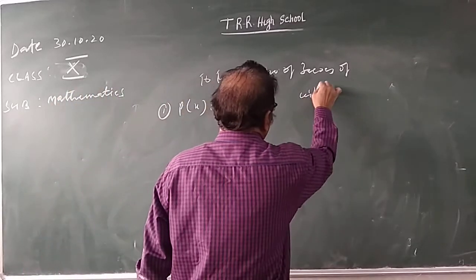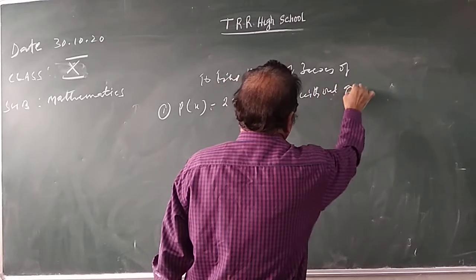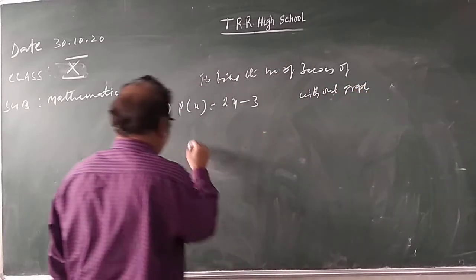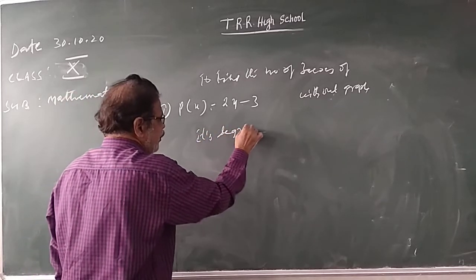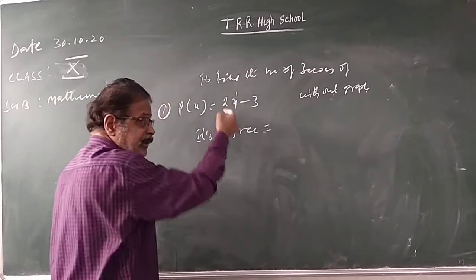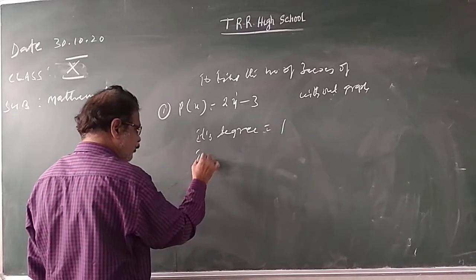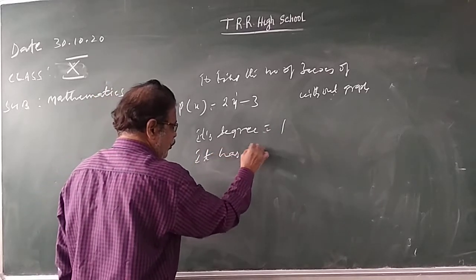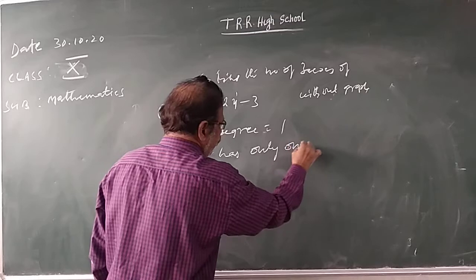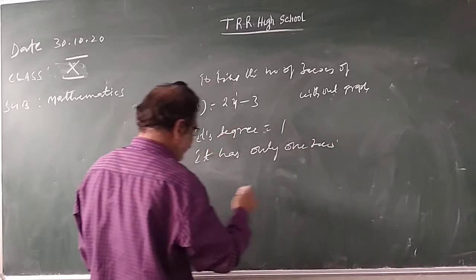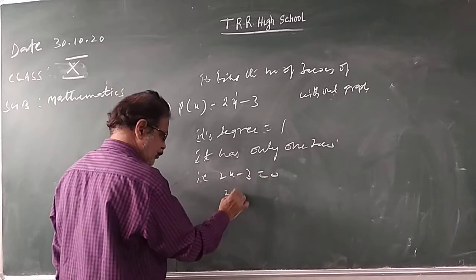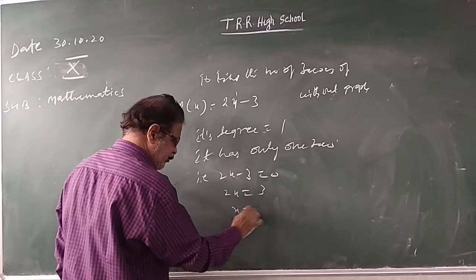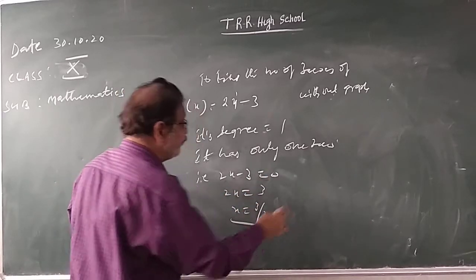Without the graph, what is the degree? Its degree is how much? It's linear, so it has 1 zero. What is that? That is 2x minus 3 equal to 0. 2x equal to 3, x equal to 3 by 2. It has only 1 zero.